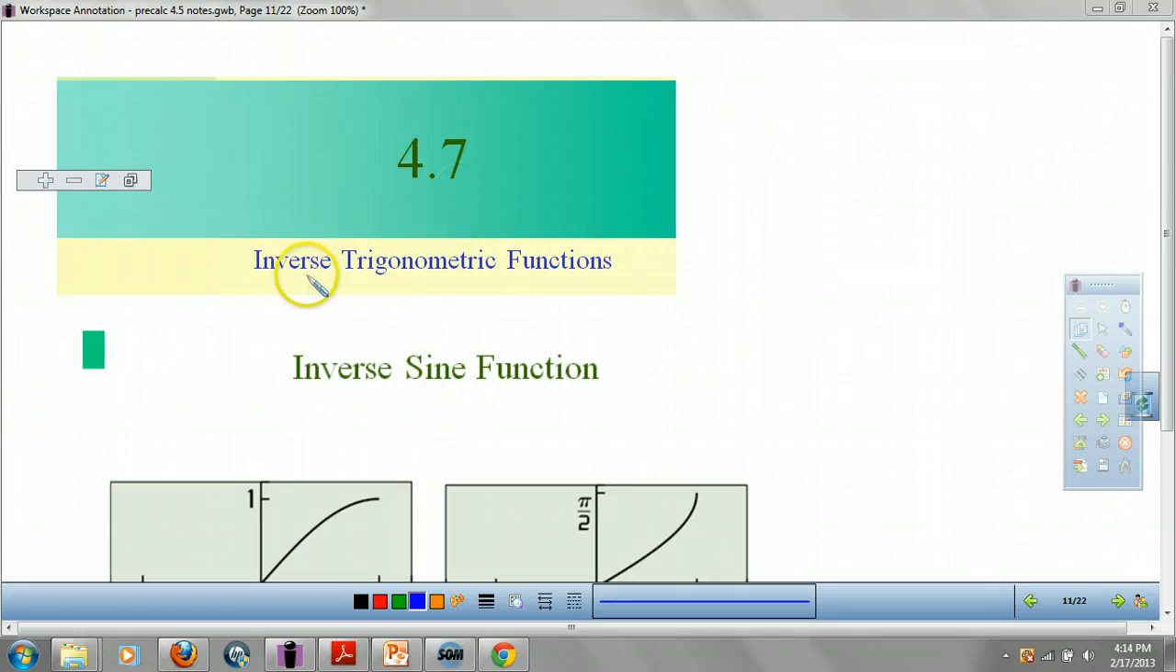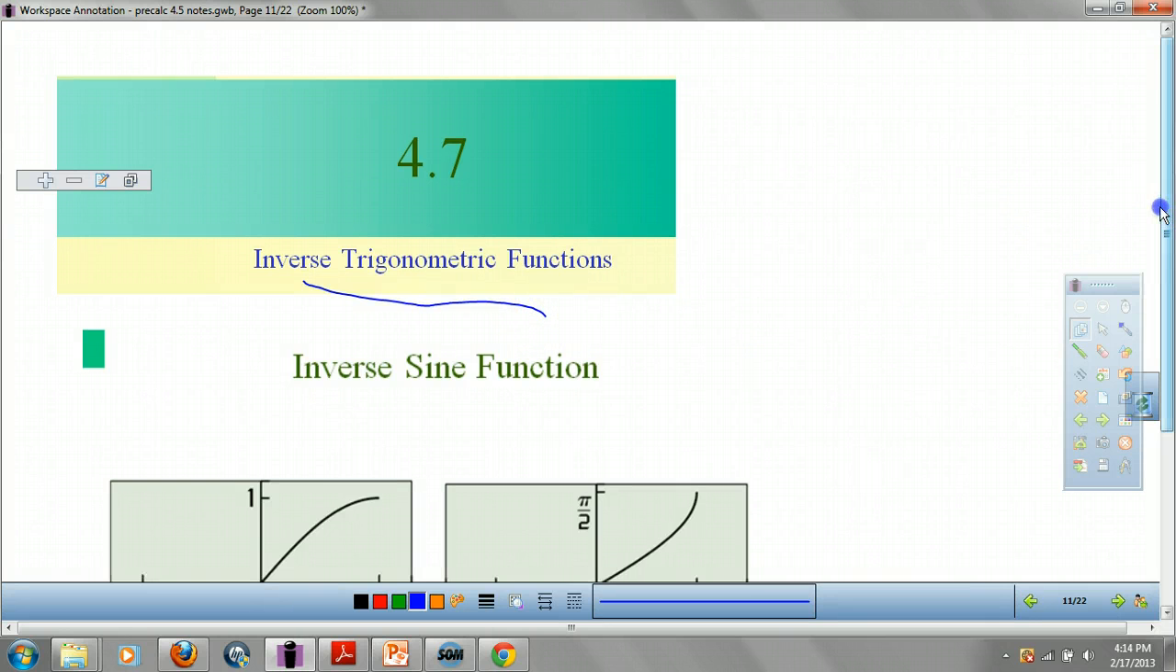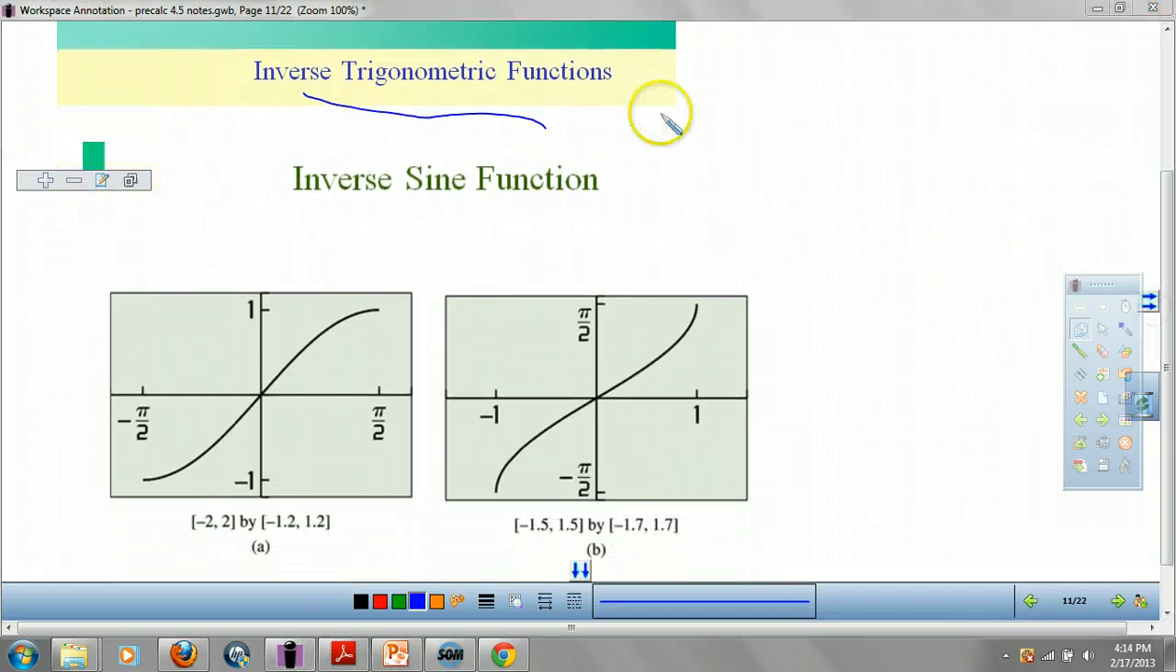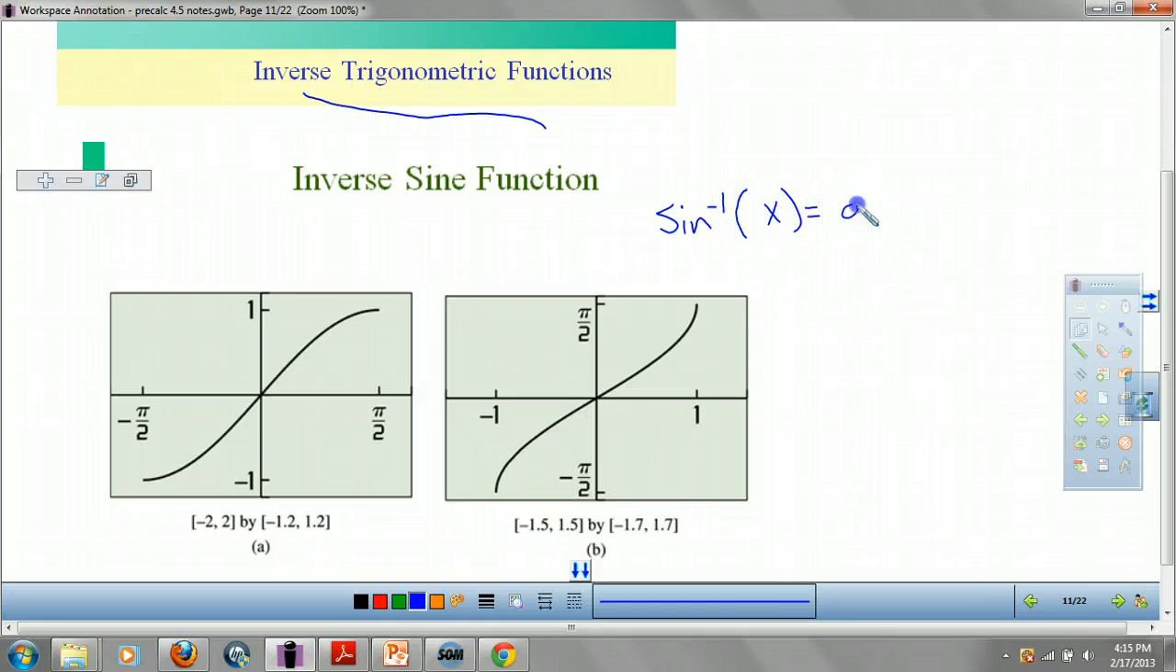Today we are going to talk about 4-7 inverse trig functions. Here's what you need to know about inverse trig functions. Well, they have a little -1 by them. And when you plug them in, you get an angle measure out. You plug in a number, you get an angle measure out. You guys get it?